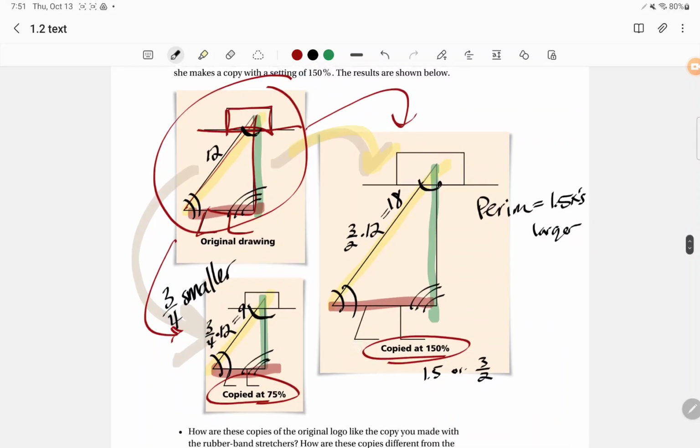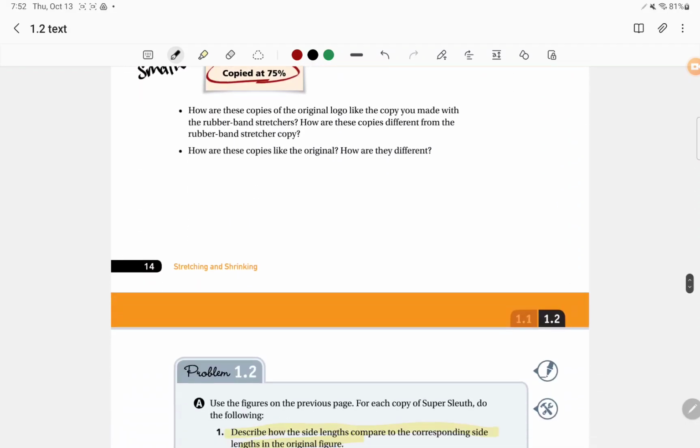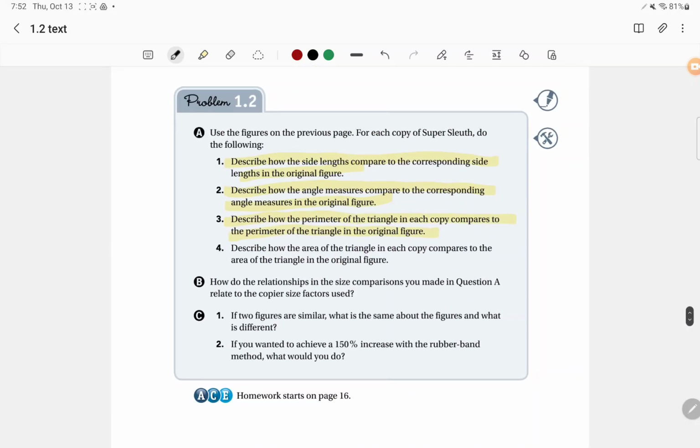And so then down here, since that is 3/4 times the size, meaning it's smaller, then the perimeter is going to be 75% the size of the original, or 0.75 times the original. All right, so the perimeter is going to be 75% the size. So the perimeter and side lengths are tied together in that way. Area is going to be a little bit different.